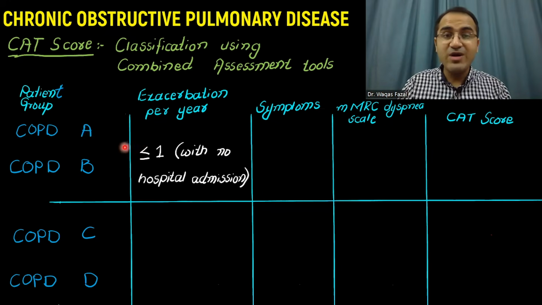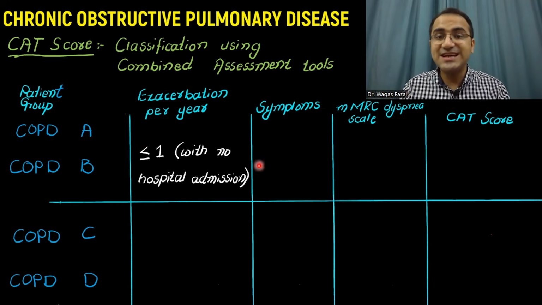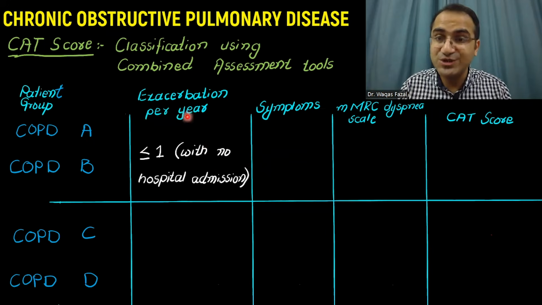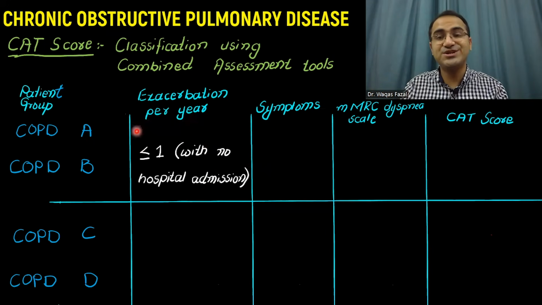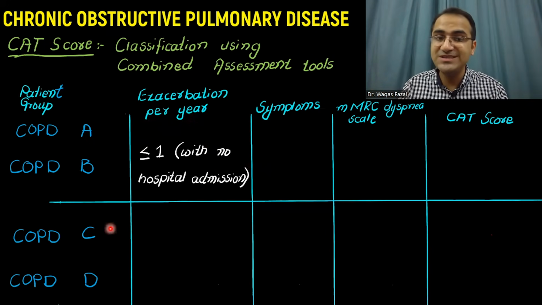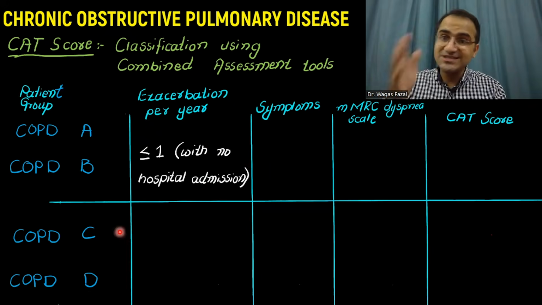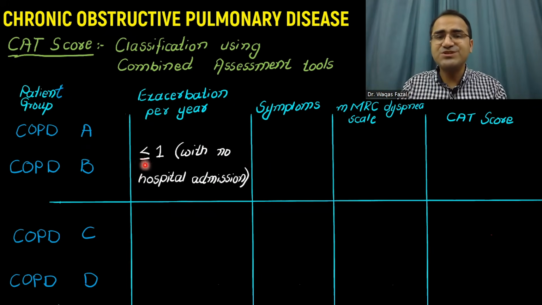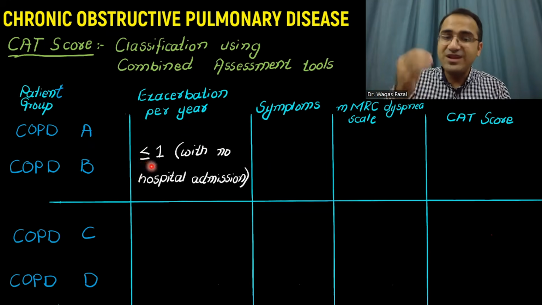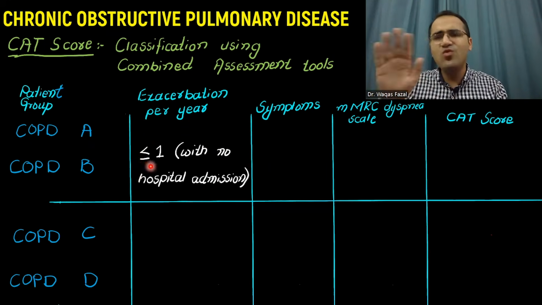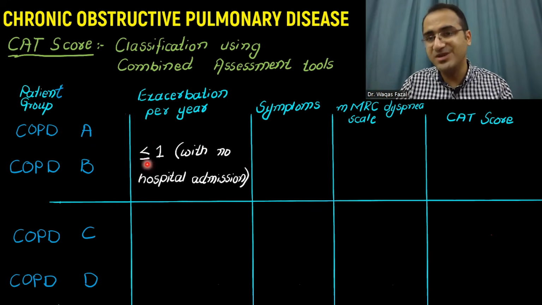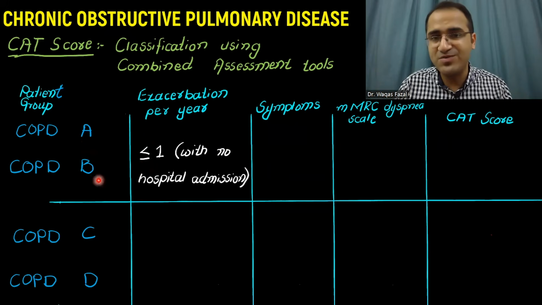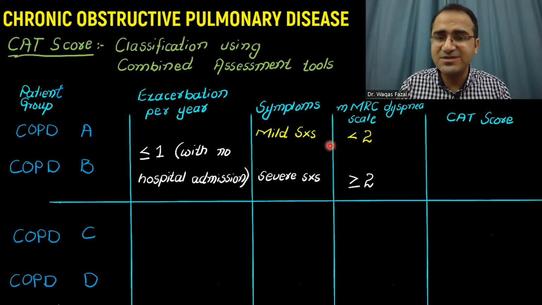scored. Now, according to these scoring criteria as well as the symptoms and exacerbations per year, they classify the patient into 4 groups: COPD A, B, C, and D. And we will discuss the treatment of each one of these as well. In COPD-A patients, the patient gets exacerbations of less than or equal to 1 time with no hospital admission in a year. So that is COPD A and B. The symptoms are mild in A and severe in the B category.